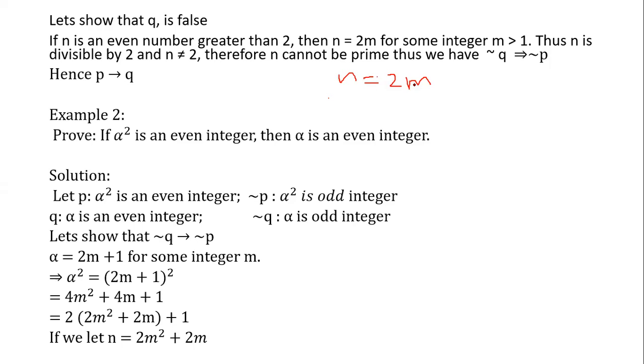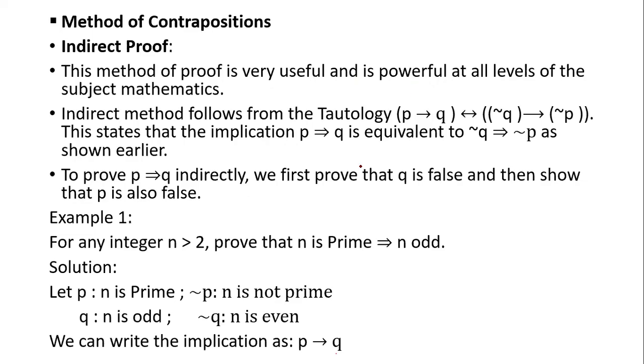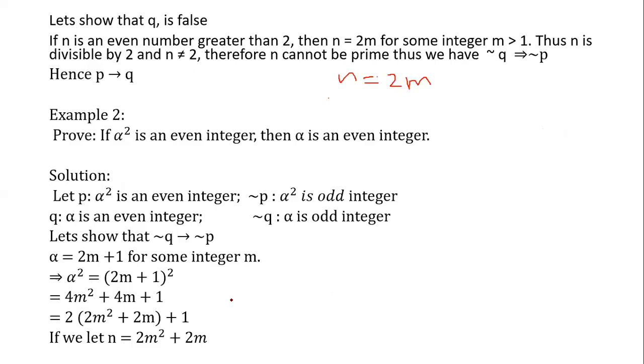And not Q is also an even number. So it means we are able to prove that not Q implies not P. And if not Q implies not P, it means that P implies Q. Therefore, we are able to prove it by contraposition.